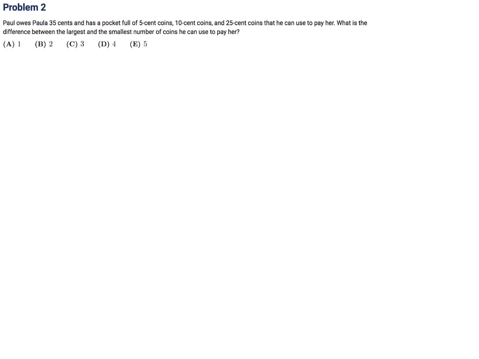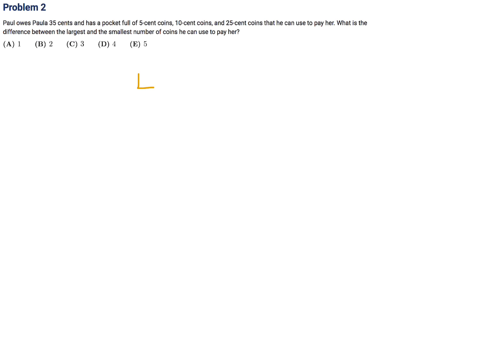Paul owes Paula 35 cents and has a pocket full of 5-cent coins, 10-cent coins, and 25-cent coins that he can use to pay her. What is the difference between the largest and smallest number of coins he can use?